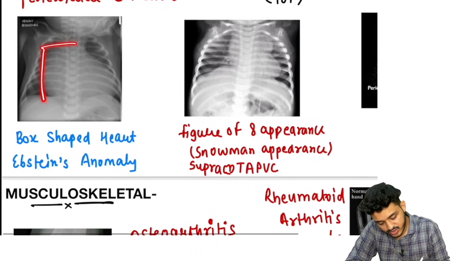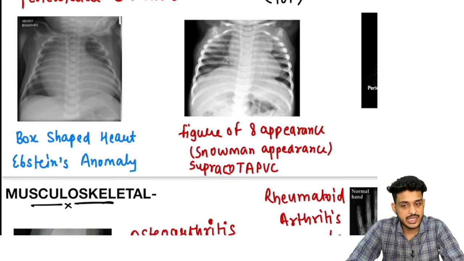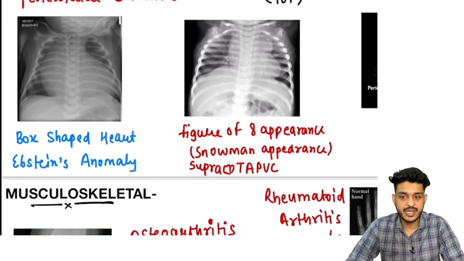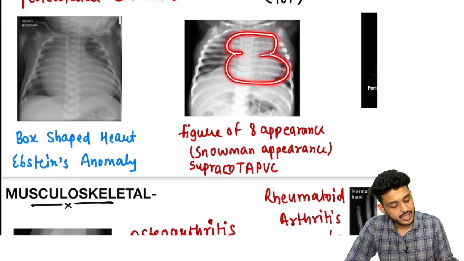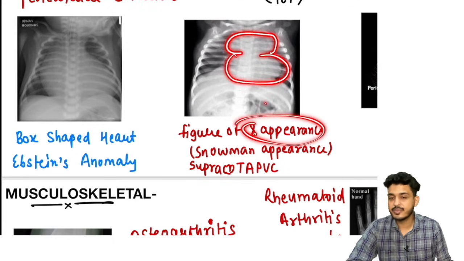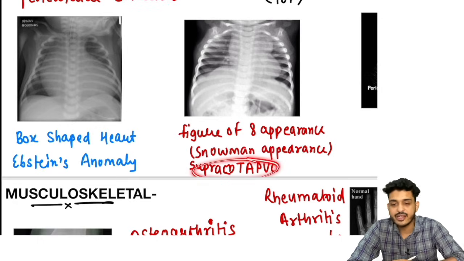This is your box shape heart that we are having. This box shape heart is seen in Ebstein anomaly, beta. Ebstein anomaly will have a box shape heart. This is going to be your figure of 8 like heart. This is your figure of 8 appearance that you will find. It is going to be seen in supracardiac TAPVC.